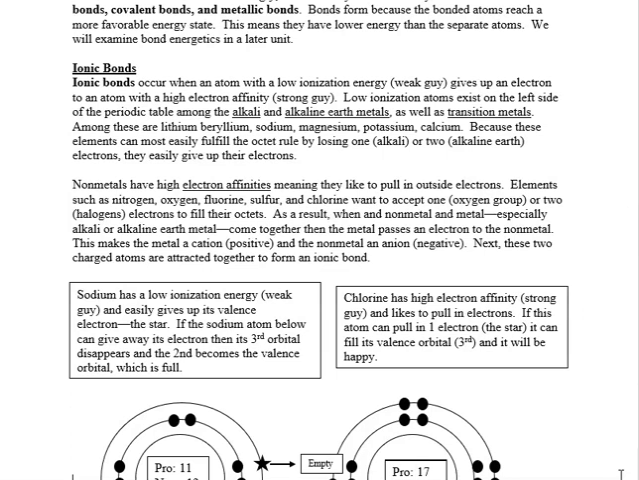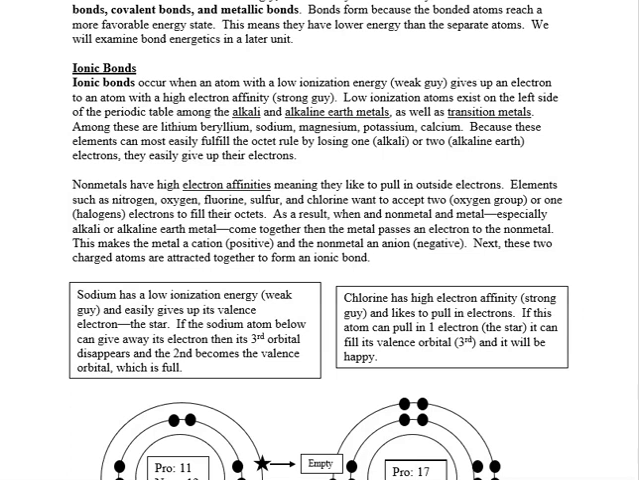Nonmetals have high electron affinities, meaning they like to pull in outside electrons. Okay, so elements such as nitrogen, oxygen, fluorine, sulfur, and chlorine want to accept 2 electrons if they're in the oxygen group, or 1 electron if they're in the halogens, that's the second to last column in the periodic table, to fulfill their octet. So that will make them like the nearest noble gas, the one at the end of their own row.